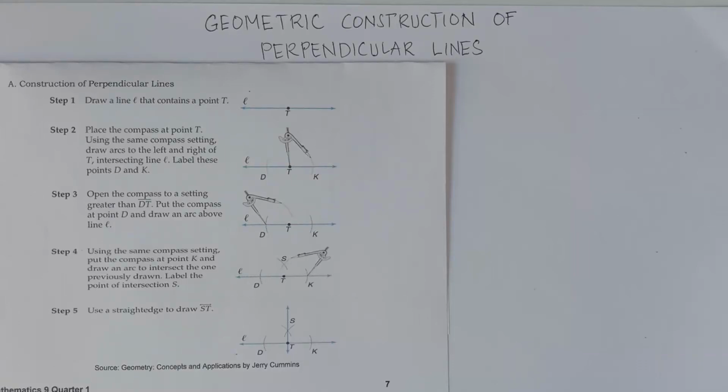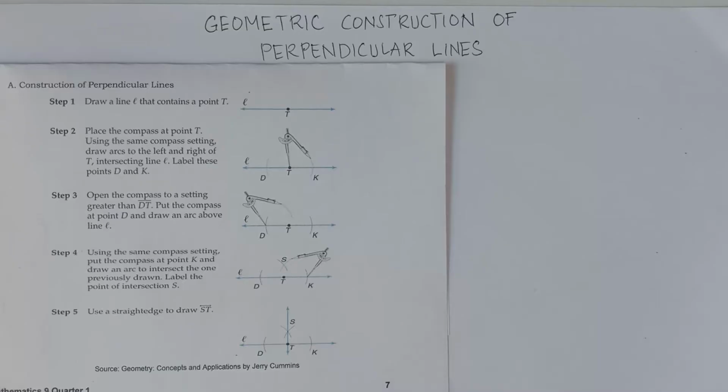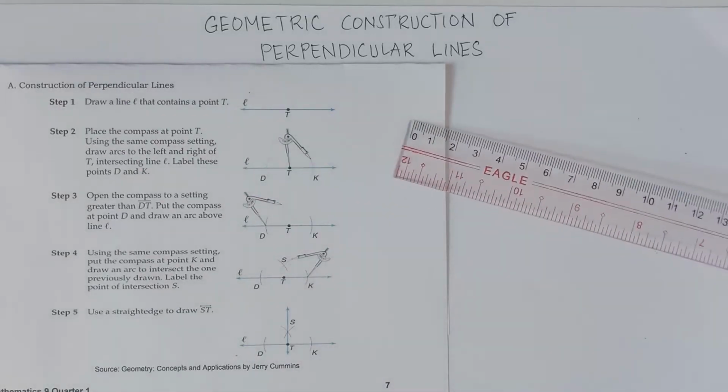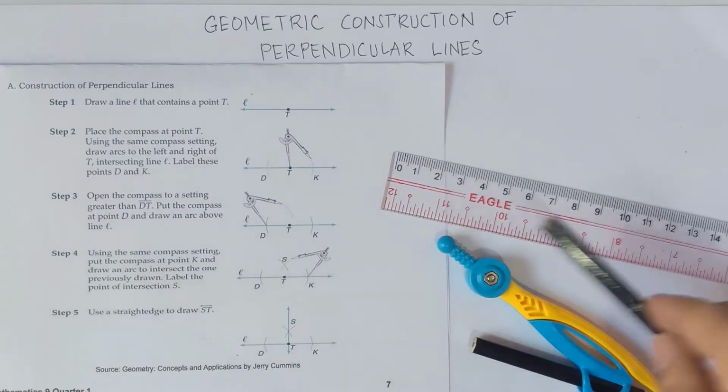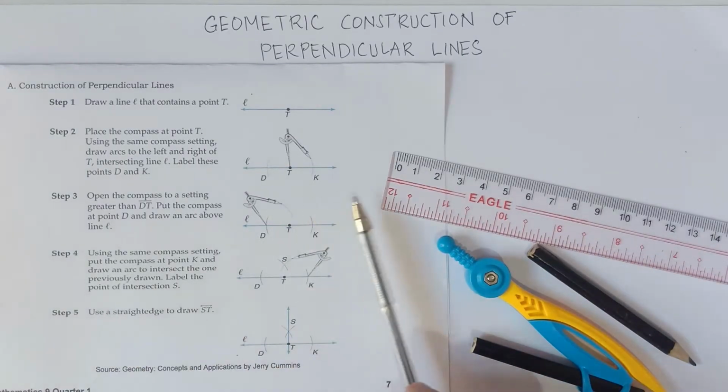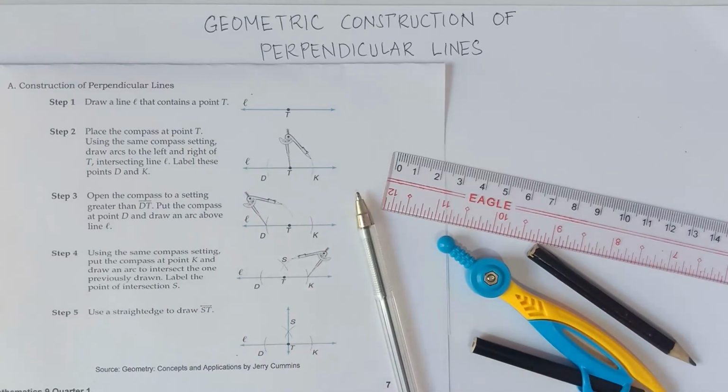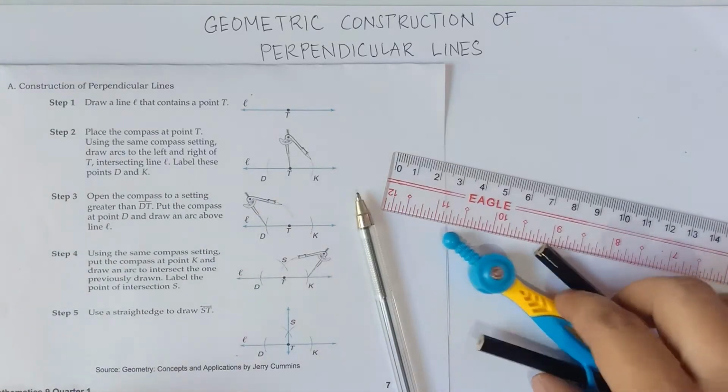Our topic for today's class is all about geometry: construction of perpendicular lines. So without further ado, let's do this topic. In today's video class, we need a ruler, a compass, a pencil, and a ball pen for us to draw this perpendicular line. And we have the following steps to guide us. Alright, let's start.